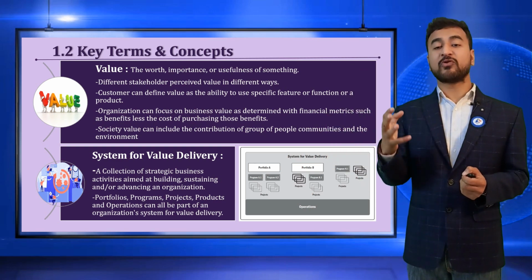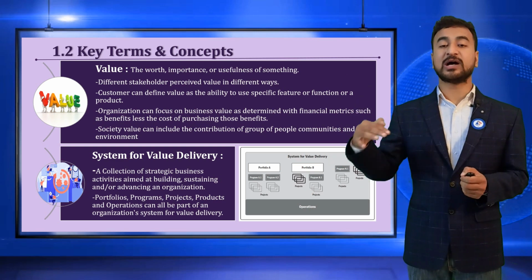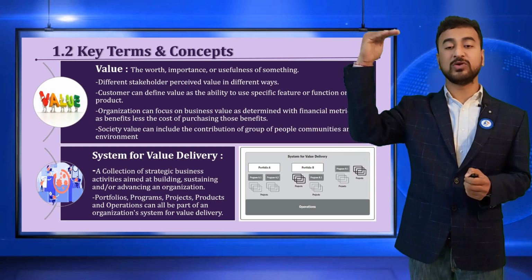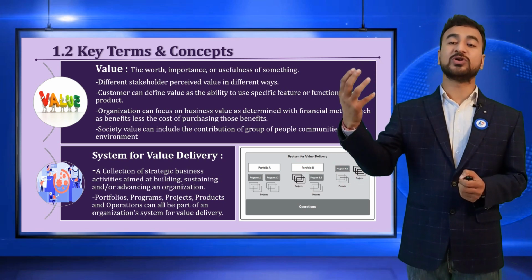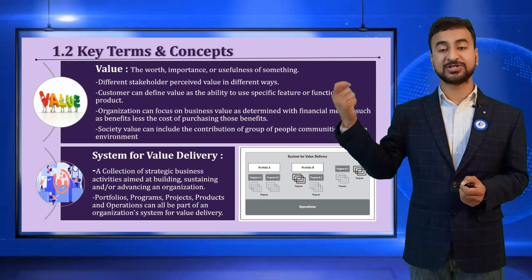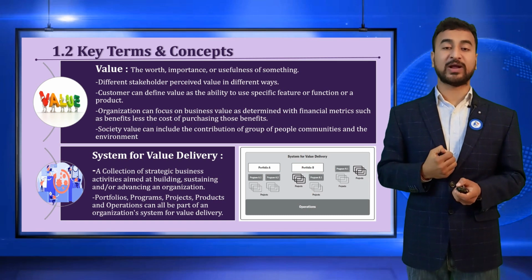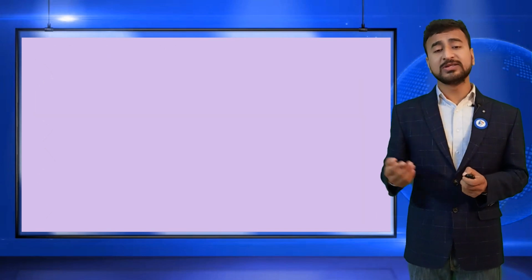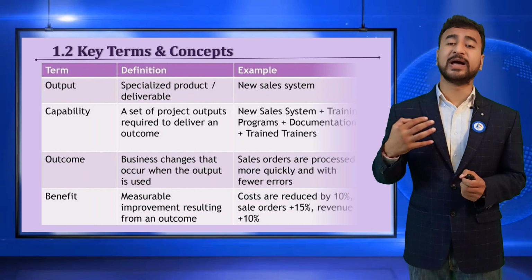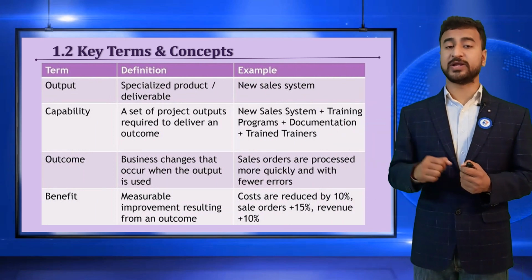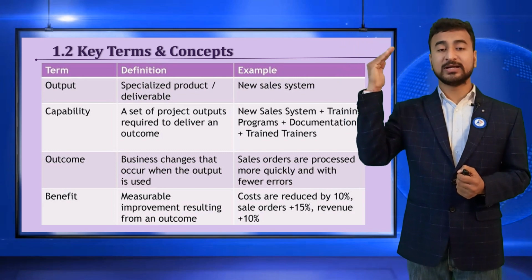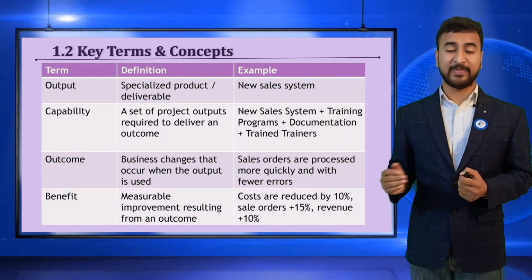So in the system for value delivery, we need to focus on how portfolio, program, project and operation collectively work synergistically to achieve the corporate organization goal. That is the system for value delivery. Now, other key terms in the concept that are very important from the project point of view, that I just flash over here: output, capabilities, outcome and the benefits.